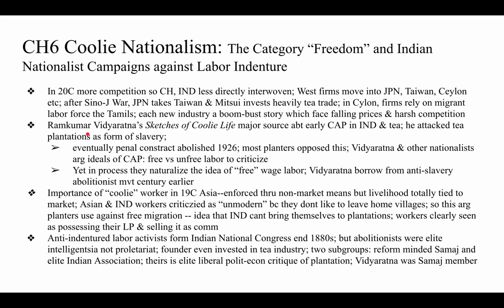So, in this background, a famous Indian nationalist writer called Ramkumar Vidyaratna wrote a piece called Sketches of Coolie Life. And this is describing the conditions of coolie tea laborers in India. So it's a major source about how capitalism emerged in India and about this tea industry. Vidyaratna attacked tea plantations as a form of slavery.